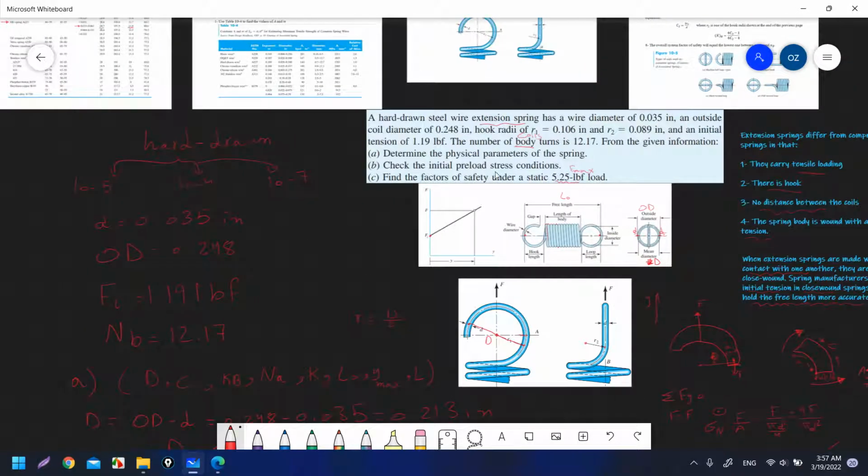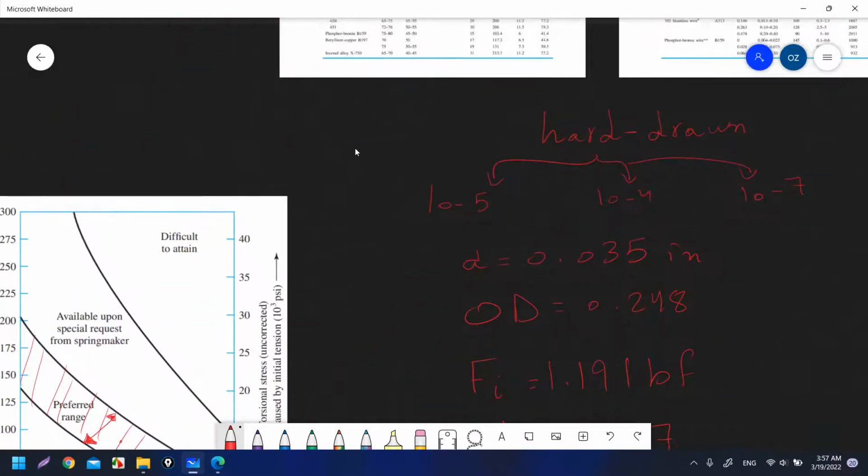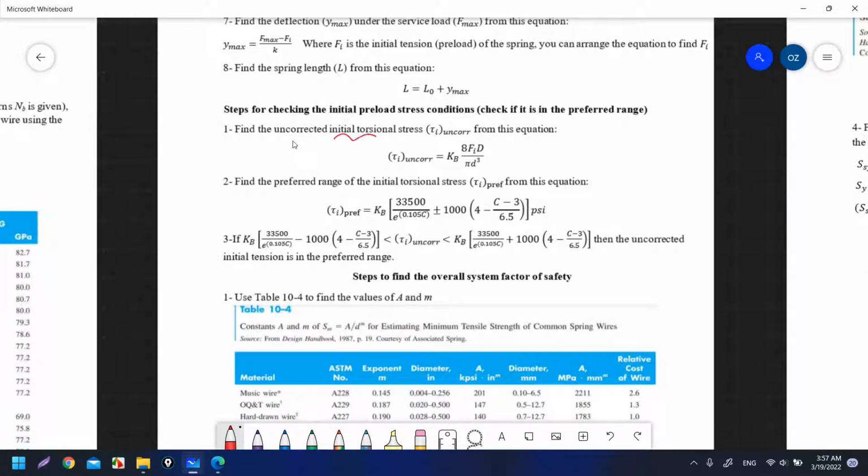Check if the initial preload stress condition, the shear stress, is in the preferred range or not. This curve can be represented by these equations. The uncorrected initial torsional stress, uncorrected because we don't know if it is in the preferred range or not, and we still want to check, is equal to KB 8 Fi d over pi d cubed. If it is larger than this value and less than this value, then it is in the preferred range.